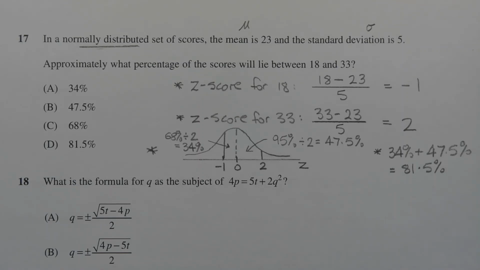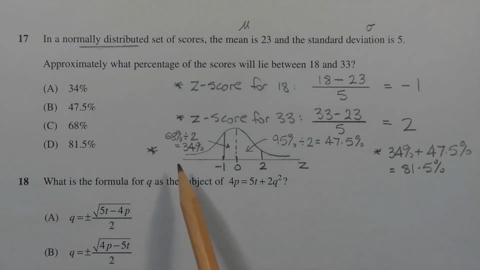So using the z-score formula, the z-score for 18 is 18 minus 23 over 5, which equals -1. And the z-score for 33 is 33 minus 23 over 5, which equals 2.